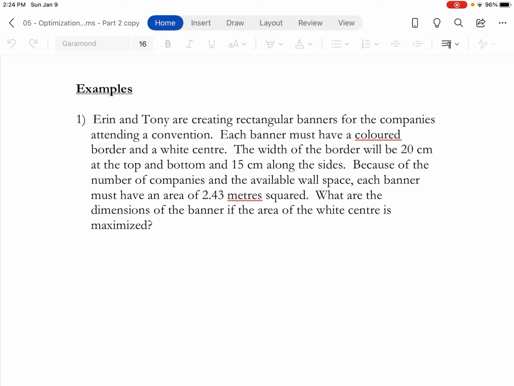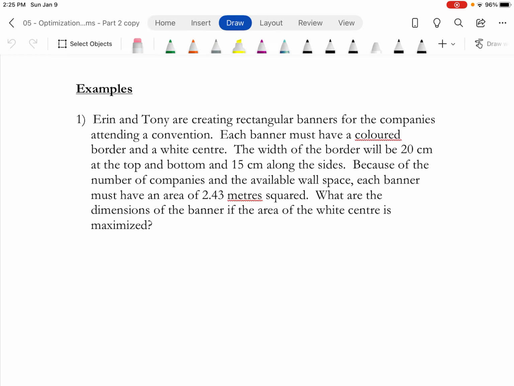Well, there's lots to talk about, and I think the three big issues in this question is understanding what these banners look like, because they gave some dimensions of the sides and this colored border stuff that's going on here. Also, there's a major league measurement problem, and I want you to get used to this when you read word problems, whether it's in math or any of the sciences: be watching out for the units that are in the question.